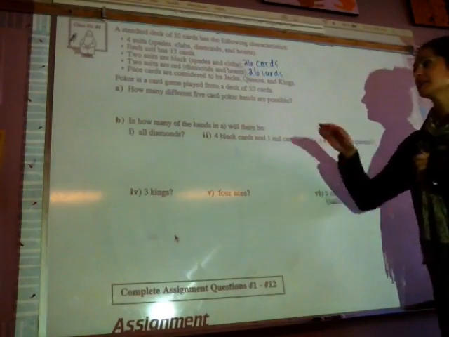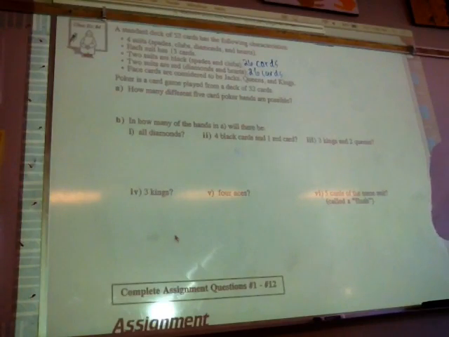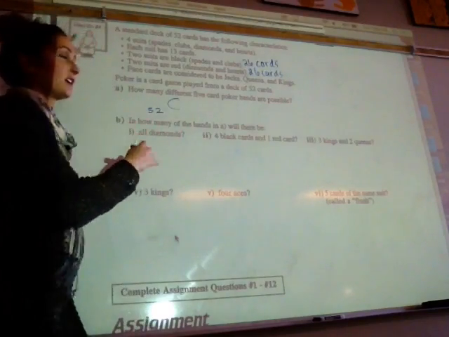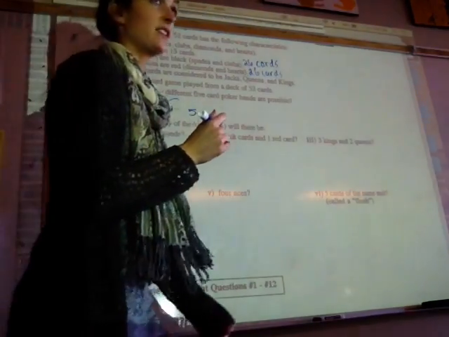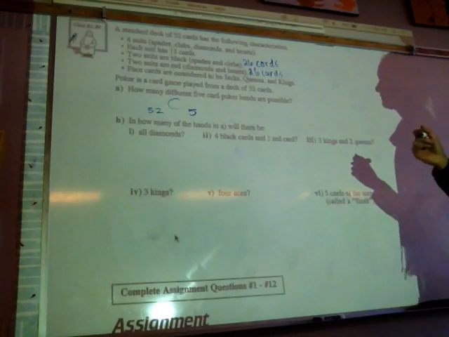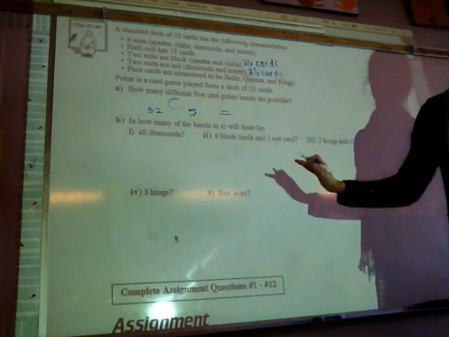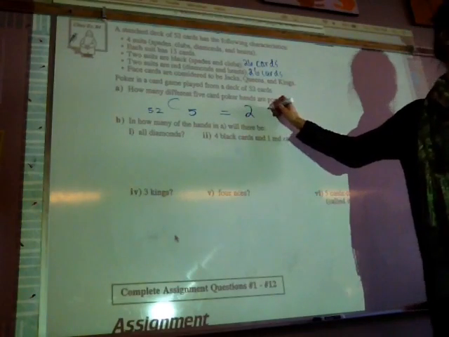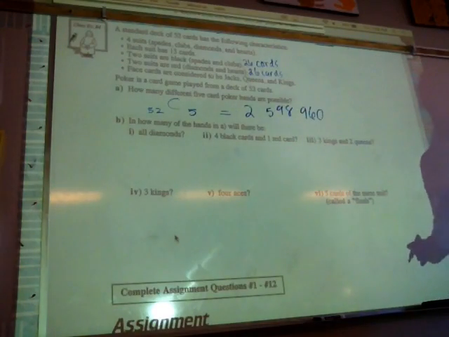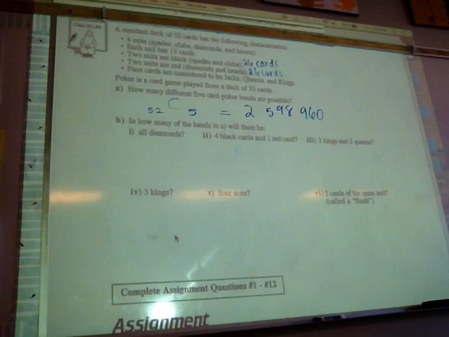Alright, so how many different 5-card poker hands are possible? Well, there's 52 cards in a deck. And of those 52 cards, we need to make the 5 best. So 52, choose 5. There's a lot of possible different hands. We could have 2,598,960 different hand combinations. Wow. So you can see why the game is so complex.